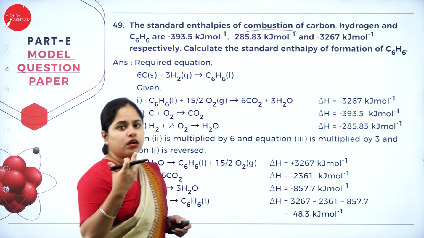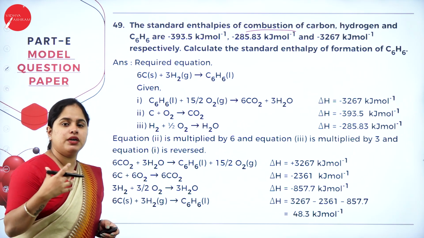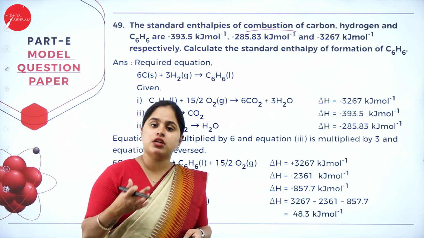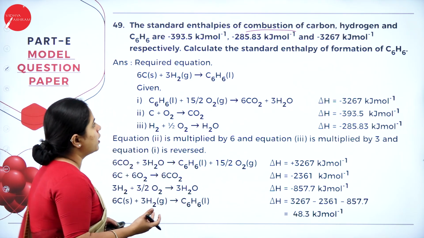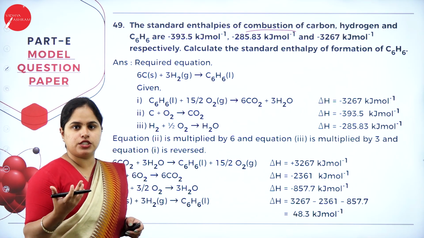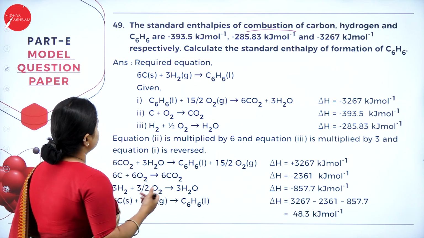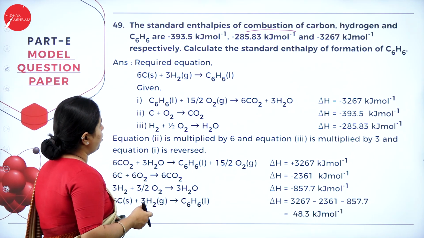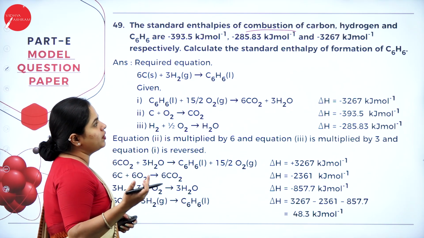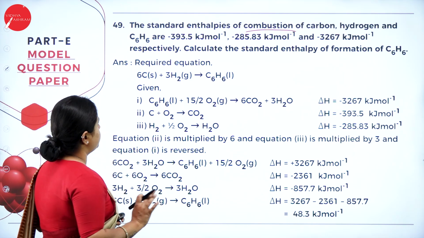That is, the compounds which contain carbon burn in the presence of excess oxygen to produce carbon dioxide and water, right? Okay, combustion of carbon, hydrogen and C6H6. What is C6H6? It is benzene, right? And the values are given as minus 393.5, minus 285.83 and minus 3267 kilojoule per mole, respectively.